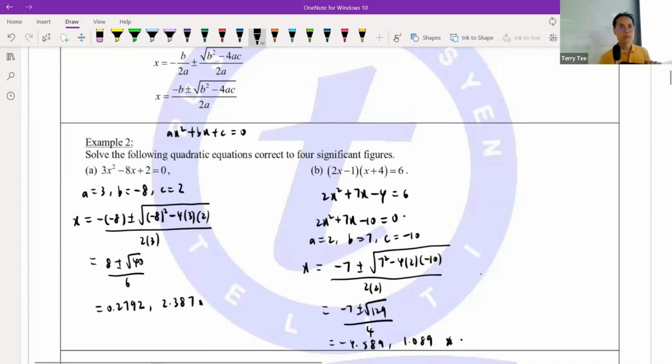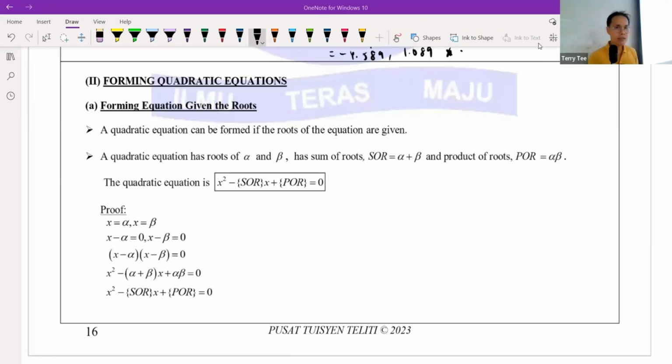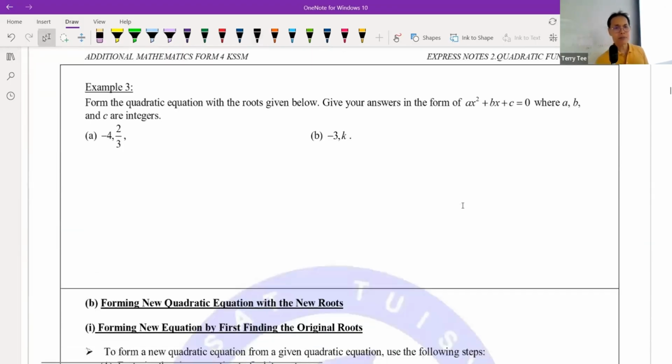This is the formula to form a quadratic equation, where x squared minus SOR x plus POR equals 0. You can see the proof here. Let's say the roots are alpha and beta. You can put together, expand, and compare. It's always a minus, followed by your sum of roots and your product of roots. So this is very simple, very straightforward.